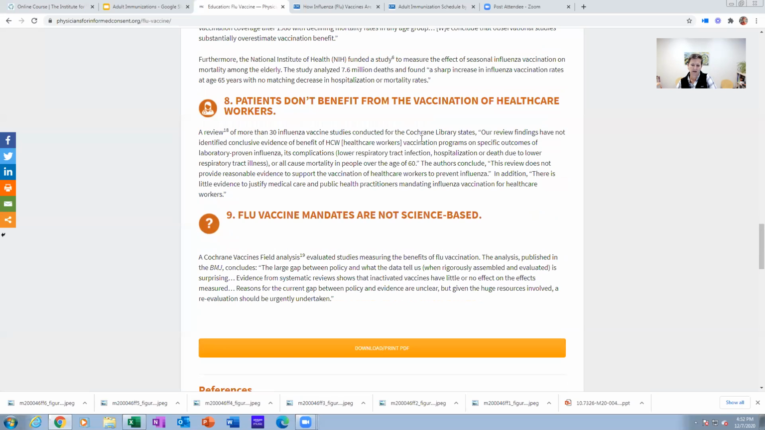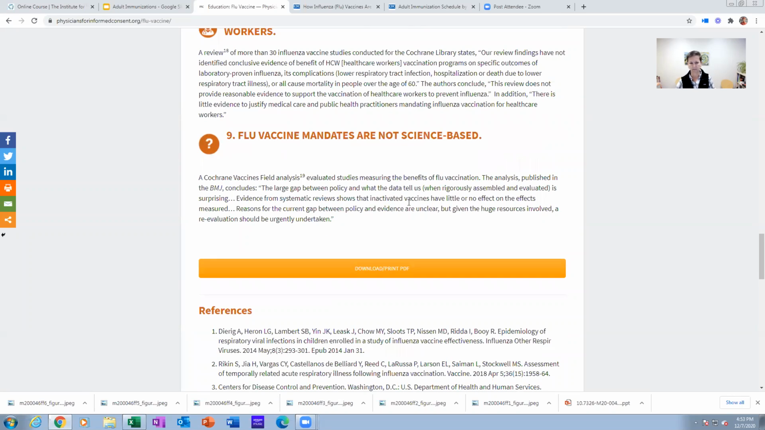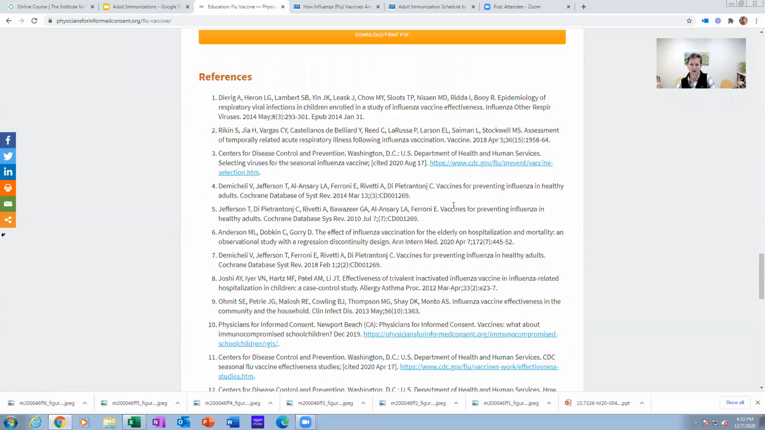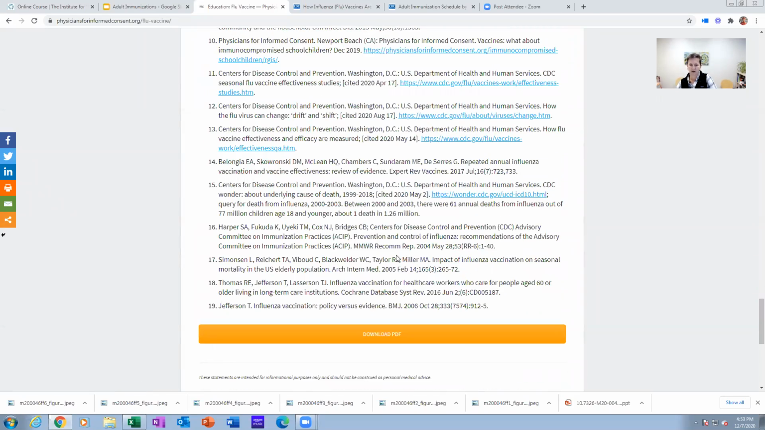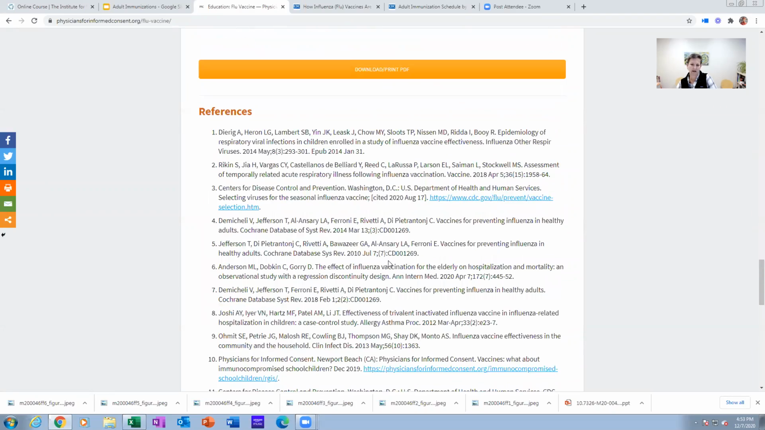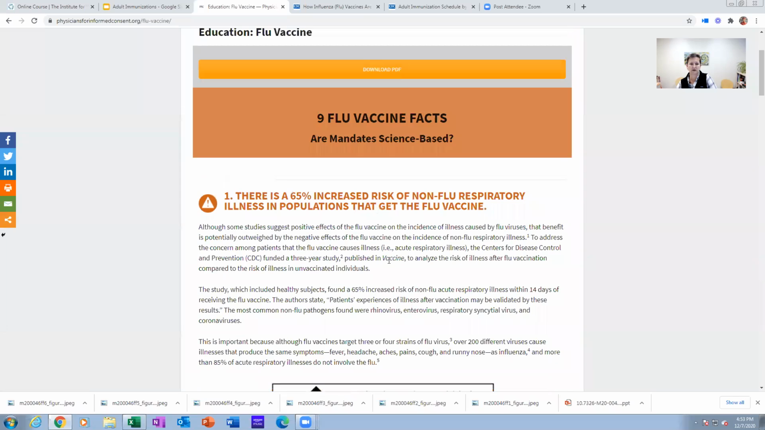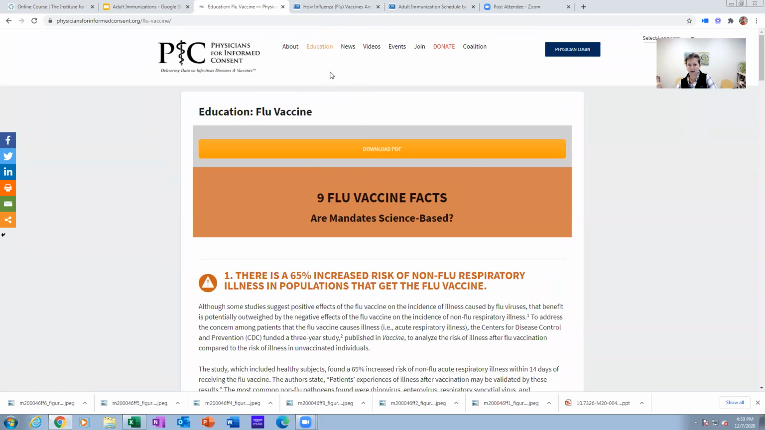Interestingly, there's a thing around the hospital and a lot of bigger systems that say, as a provider or a healthcare worker, you need to get a flu vaccine so that you don't spread it. Well, there's not really much evidence to support that, and basically the mandates aren't very science-based. So I'll link to this when I send out a little follow-up for you guys, but I think this is good information. There's other information on this website that anybody can access as well.